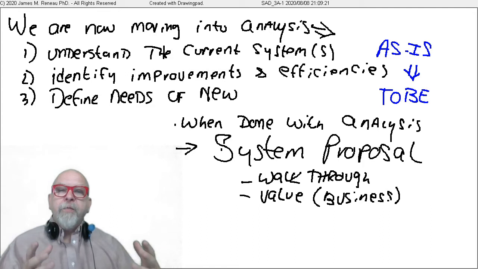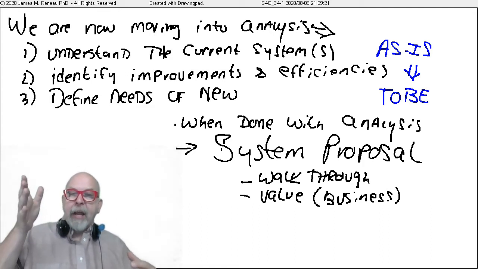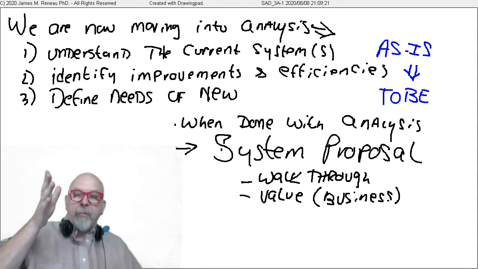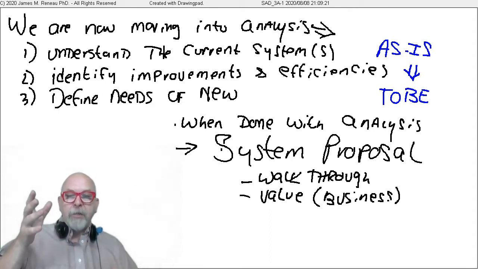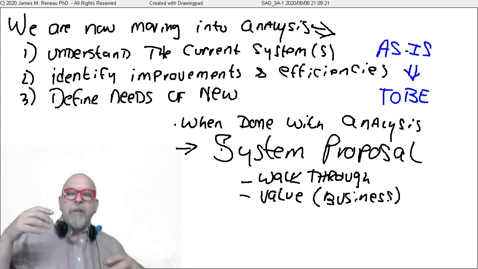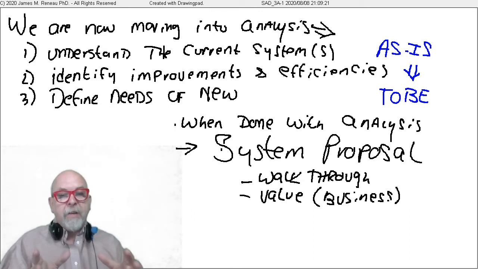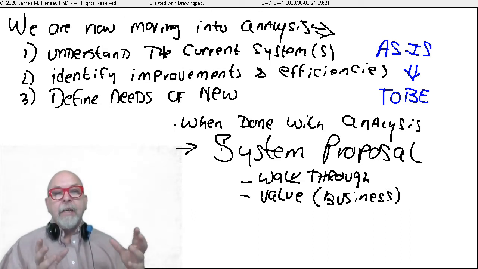So, we're moving into the analysis phase. We've done our planning, and we're now moving into our analysis. We know what methodology we're going to run the project by. We've done a quick work breakdown structure, and now we're going to jump into figuring out what we really need the system to do.